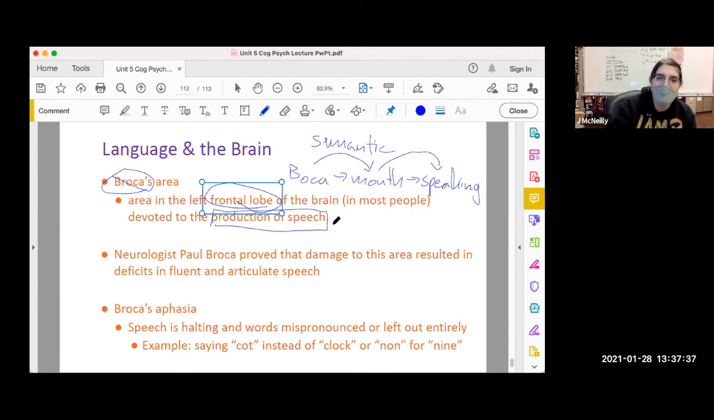Now, Broca's aphasia. That's when you have damage to Broca's area. With this, the muscles that control your mouth aren't fully within your control, and so you may stutter or mispronounce things. So words become mispronounced or left out entirely. You can still understand what people say to you. It's just the words coming out of your mouth may not always make sense, but you can still comprehend language.